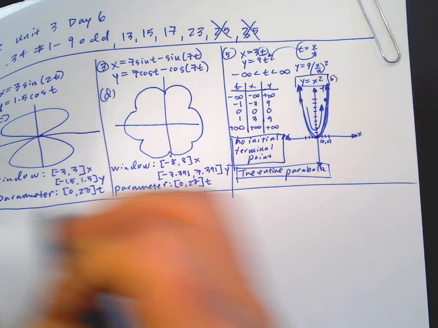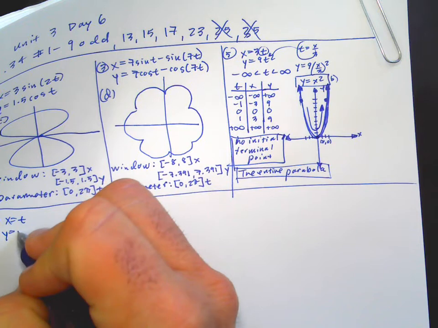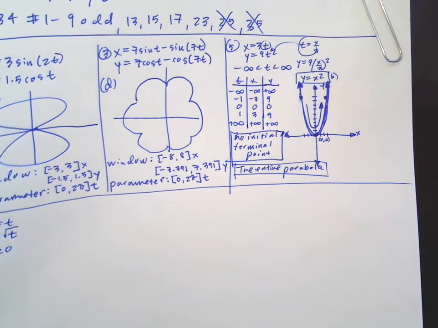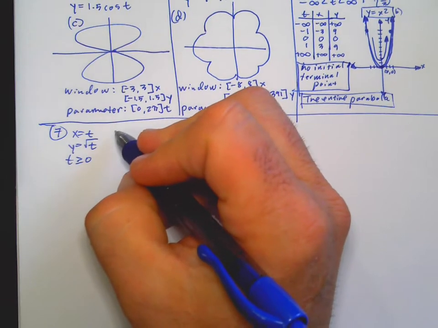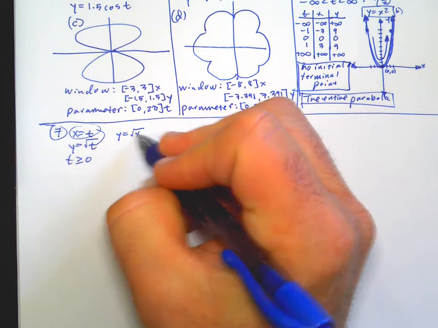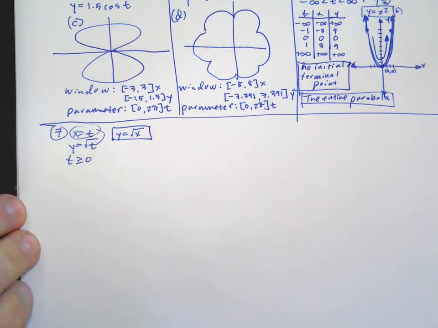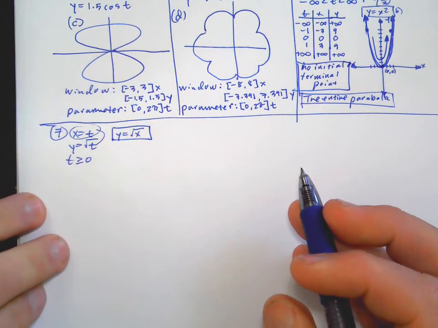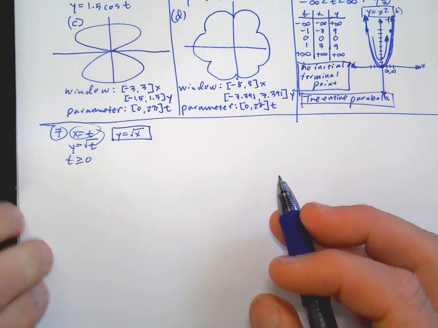And then let's see. Next one's number 7. x equals t, y equals the square root of t, t is greater than or equal to 0. All right, let's try that one out. We can just plug that in for t. So y equals the square root of x. That's the Cartesian equation. That's a square root function. That's the inverse of a squared function, so it's the inverse of a parabola. So it's going to look like the parabola graph flipped across y equals x. It's just the top half.